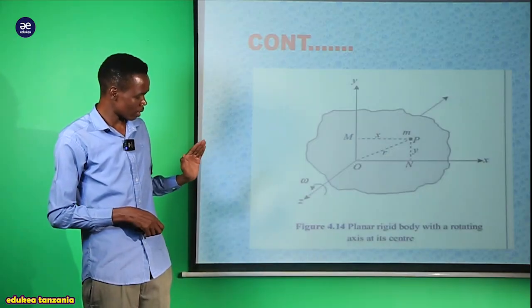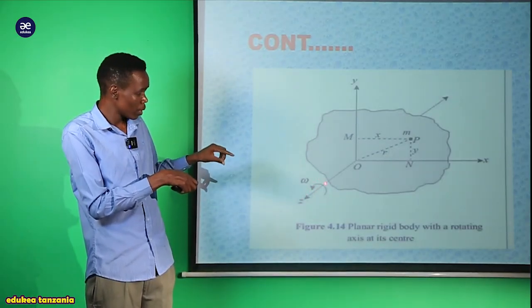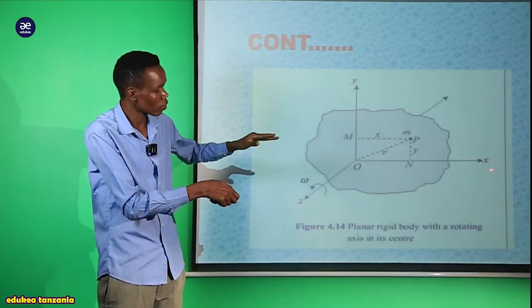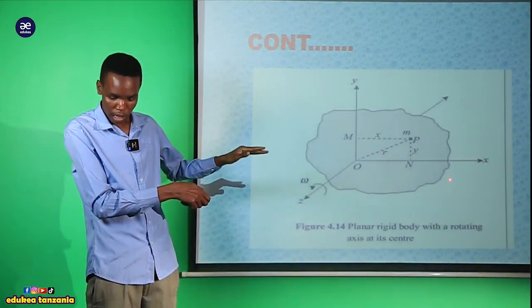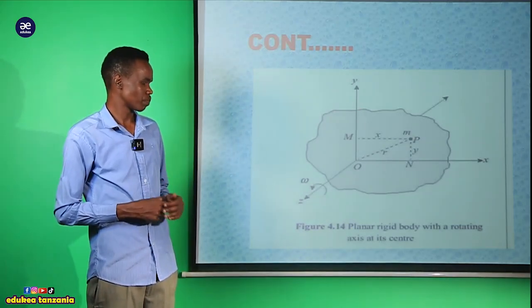But what does our law say? It says that at the place where the axis of rotation takes place, its moment of inertia is equal to the sum of the mutually perpendicular moments of inertia, along the x axis and also the moment of inertia along the y axis.